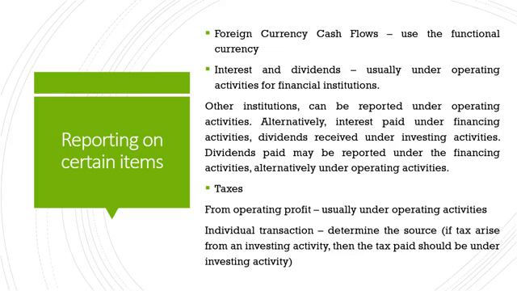For taxes, if the tax was calculated from operating profit, then the tax payment will be under operating activities. For an individual transaction, we have to determine which activity generated that tax. So if it is coming from investing activities, then the tax paid should be under investing activities.